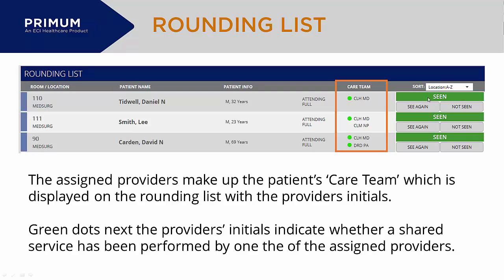The seen bar here tells us that this patient has been seen by the hospitalist physician group, whereas the care team column shows us who on the care team has actually entered an E&M encounter. The next patient, Lee Smith, has also been seen by the group, but in this case, two providers have been assigned to this patient for the day, and only the physician has actually seen this patient.